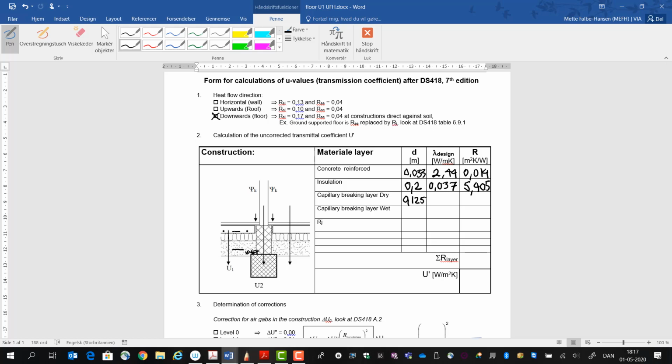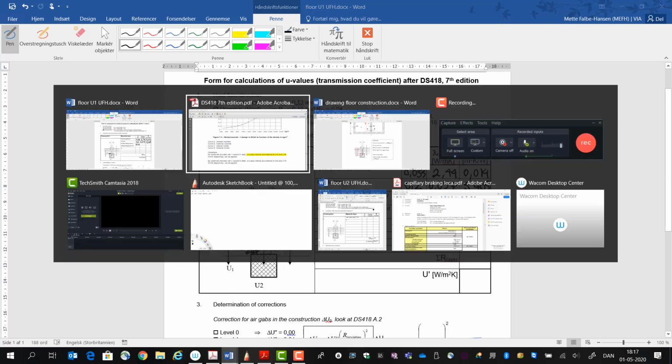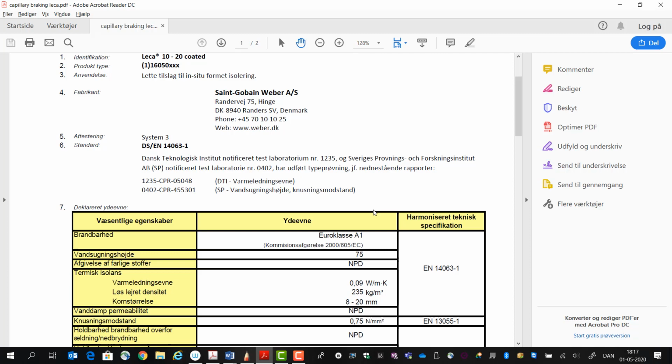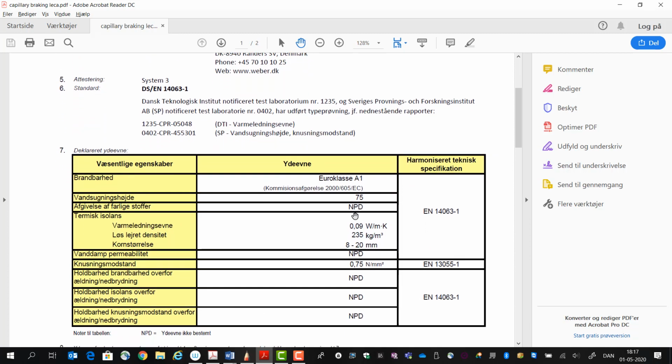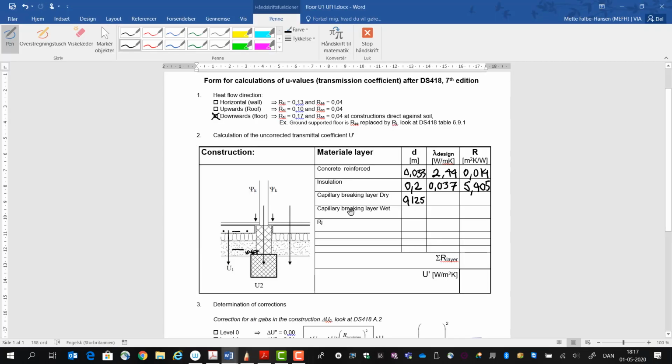We can't find that in DS 418 either, so I have found a data sheet for these capillary breaking layer nuts. I'll go to it, and I've also put it out on the learning platform, so you have it here. Here we can see that we have 0.09, and that's the lambda value, so I'll write that in. 0.09 gives us a resistance of 1.385.